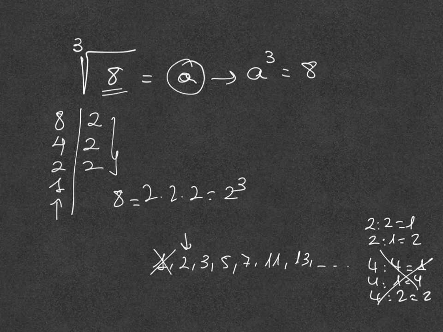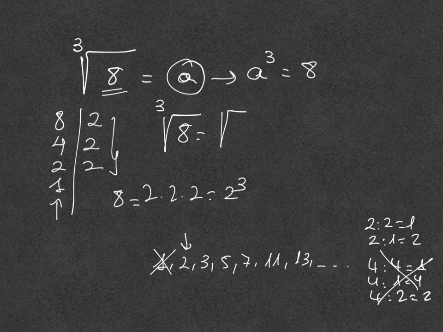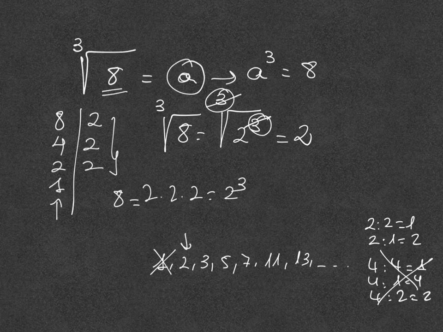So now, instead of writing the third root of 8, I can write the third root of 2 to the third. As the roots and the powers are opposite operations, if I raise it to the same exponent that I have here in the root, that means that I'm doing something for not doing it. So I can remove them and we will get 2.